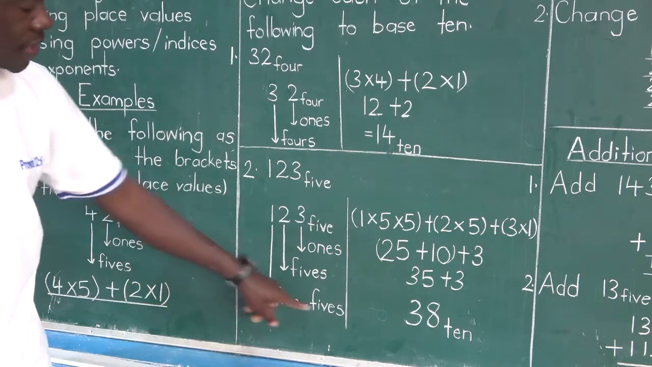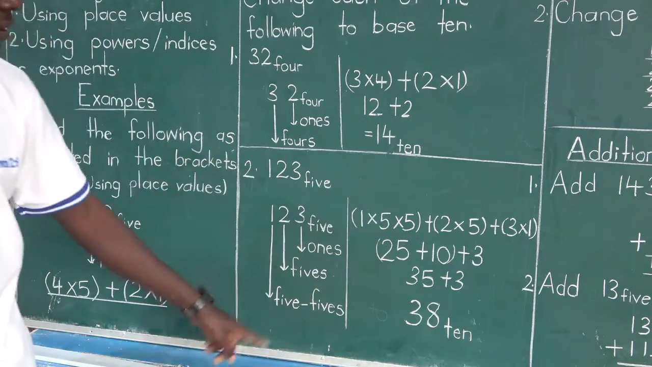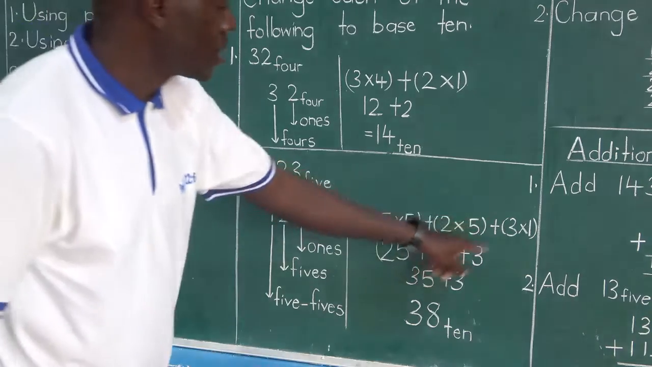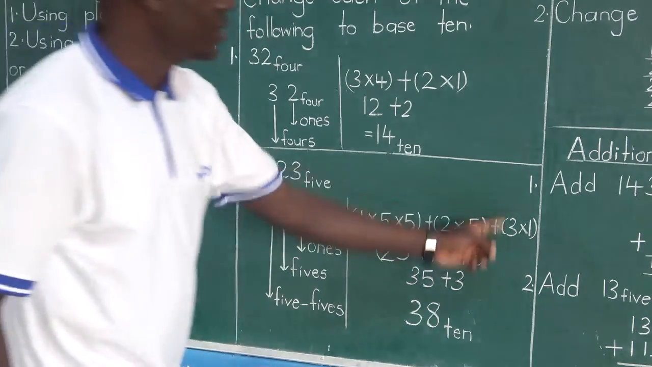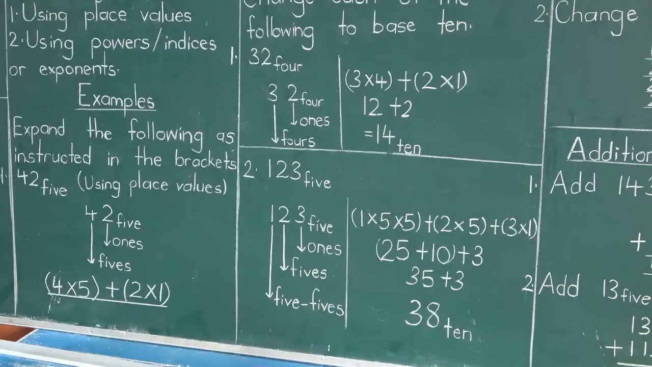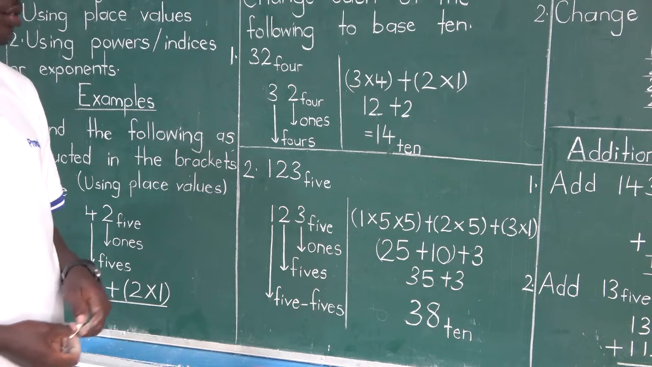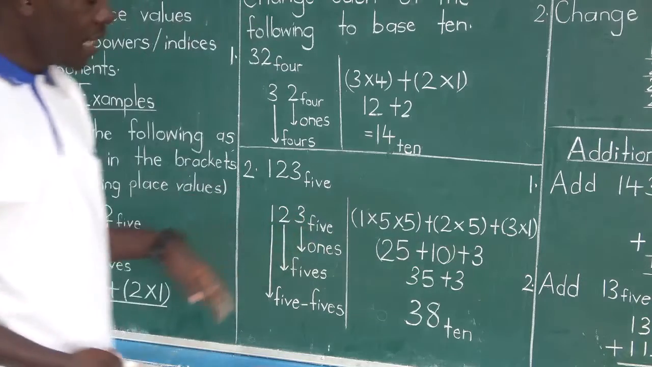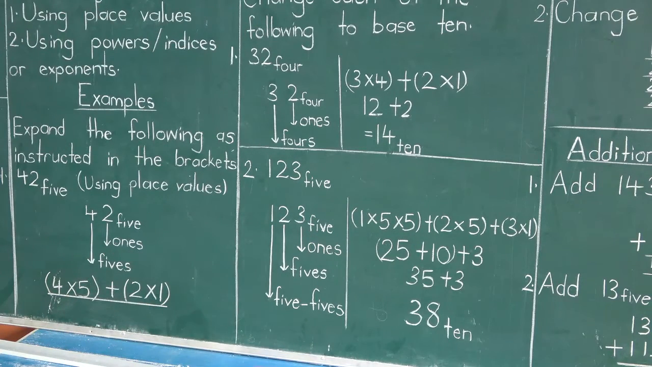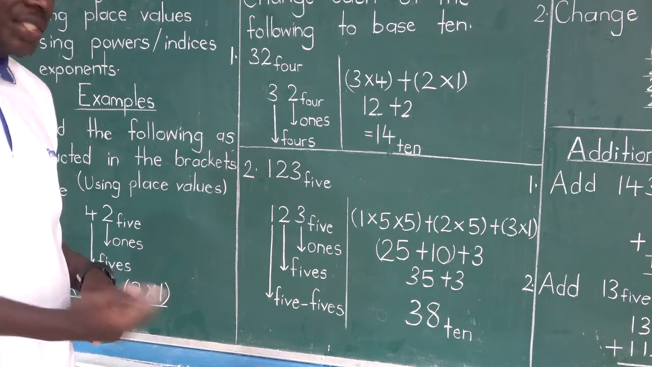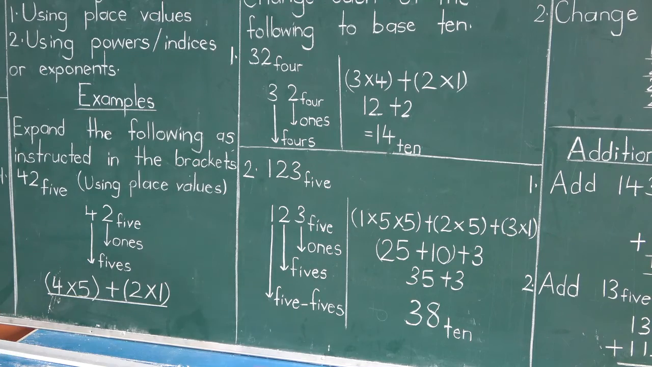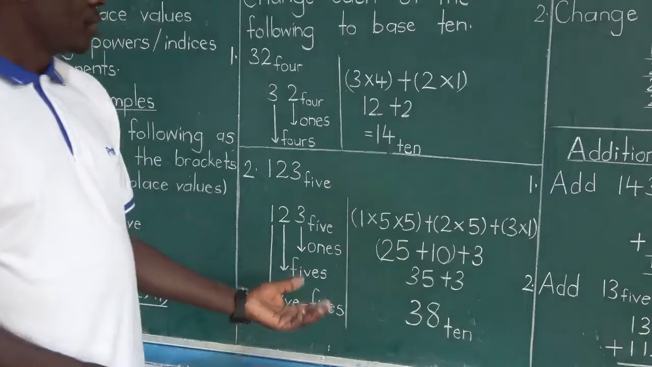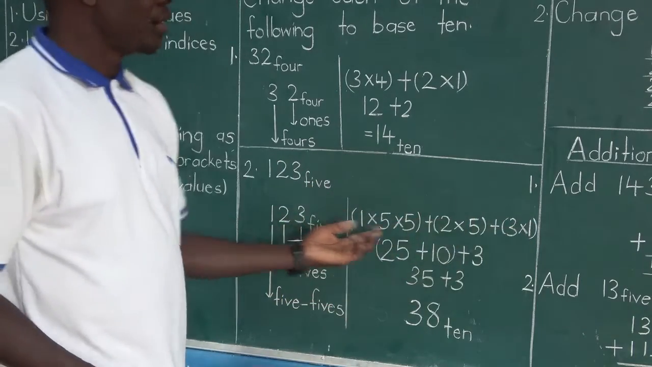That's 1 times 5 times 5, which is written here in brackets, plus 2 times 5, also in brackets, then plus 3 times 1, also in brackets. And now you evaluate. If a question asked you to expand, you stop here. But it is by way of expansion that one gets to reach base 10 from any given base. So we expand and then evaluate.